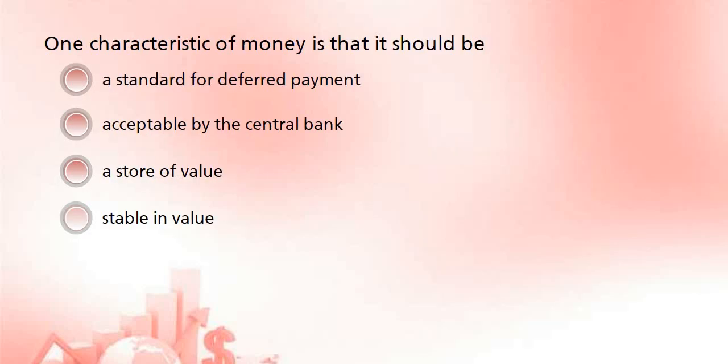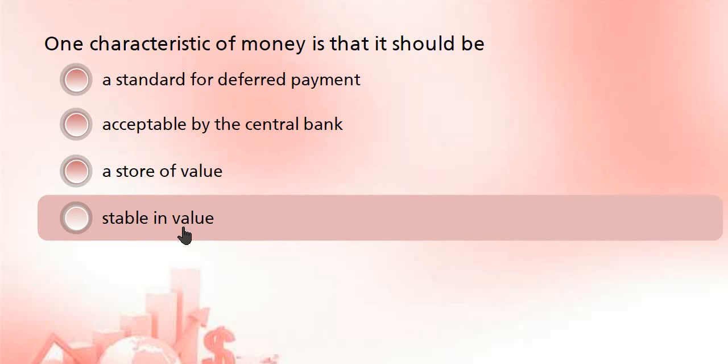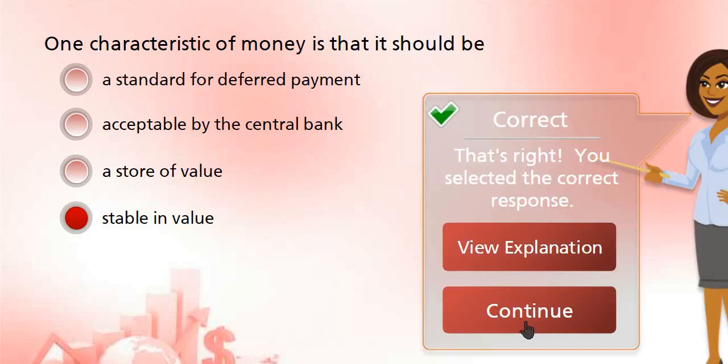Okay, question 36. One characteristic of money is that it should be A. Standard for deferred payment, B. Acceptable by the central bank, C. A store of value, D. Stable in value. Well, money should be stable in value. So it is one of the characteristics of money. And this quality, being stable in value, helps money to function as measure of value and a unit of account. So that's the right answer.